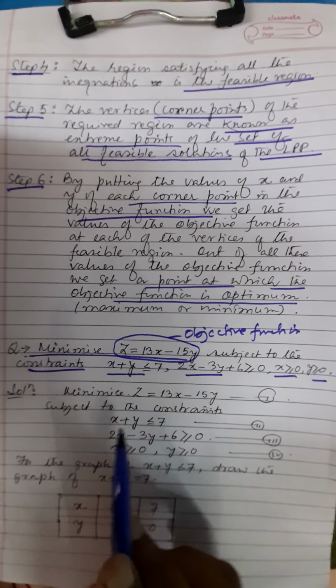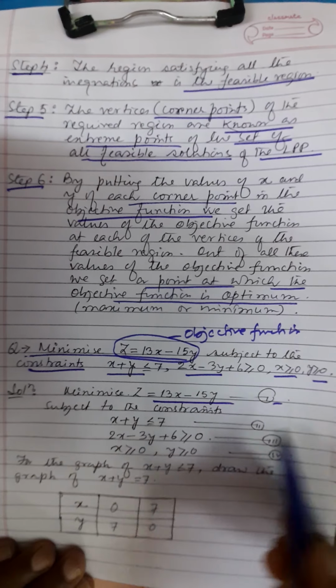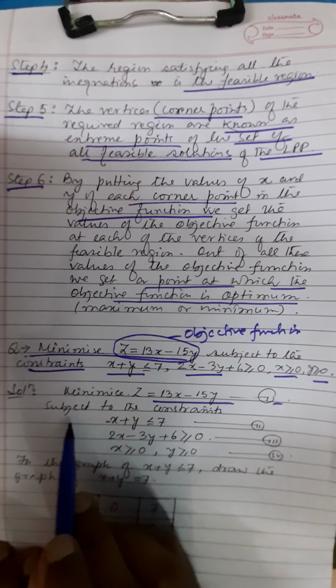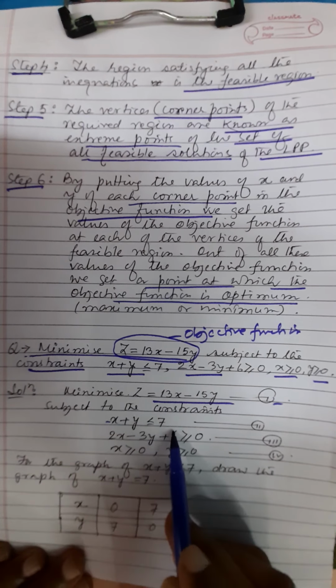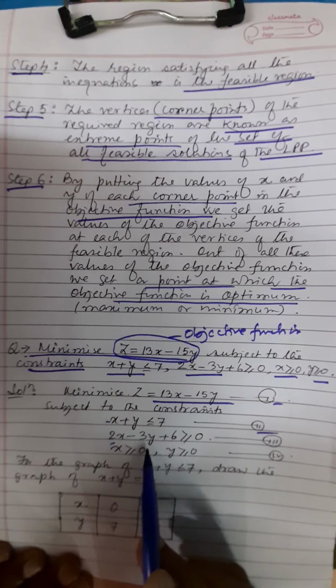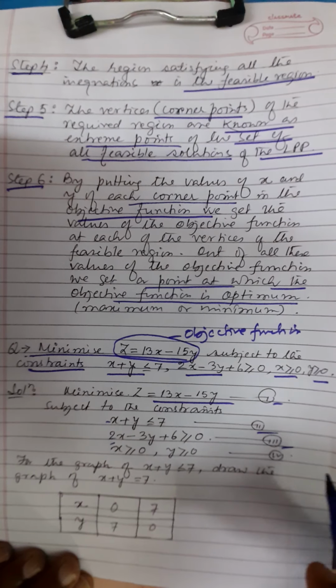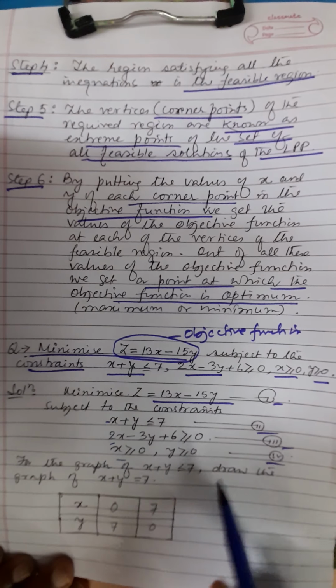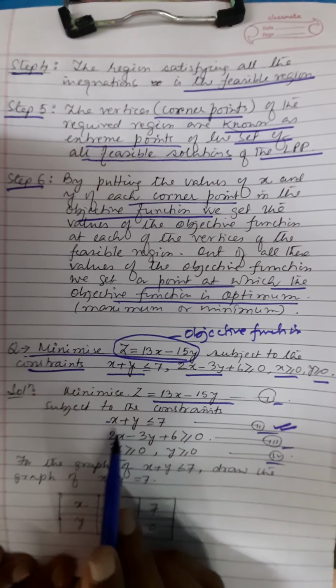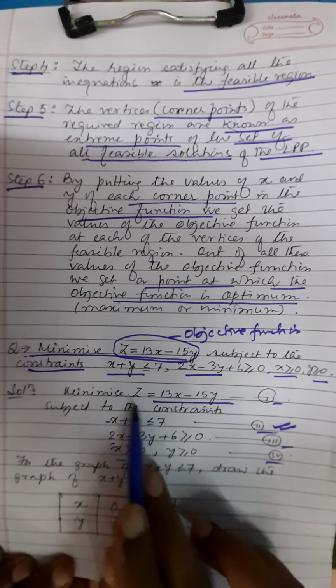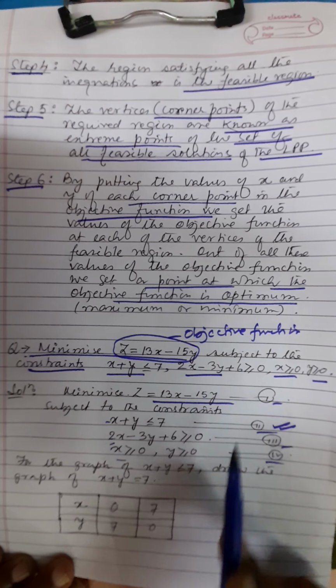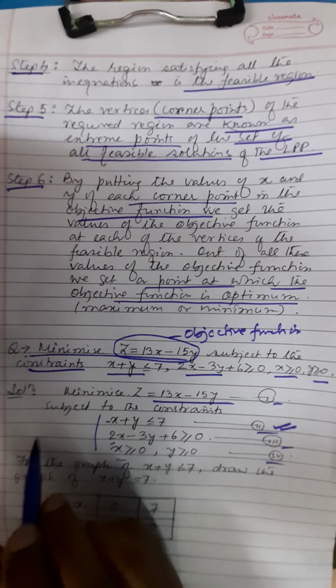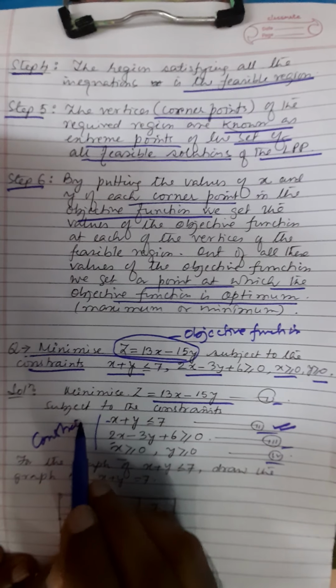This we have written: minimize z, this is equation number 1, subject to the constraints x plus y less than or equal to 7, this is number 2; twice x minus 3y plus 6 greater than or equal to 0, this is number 3; x greater than 0, y greater than 0, this is number 4. We will not draw the graph of the objective function, we will draw the graph of these constraints.